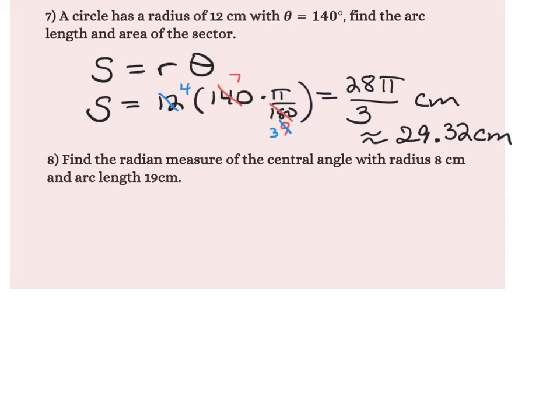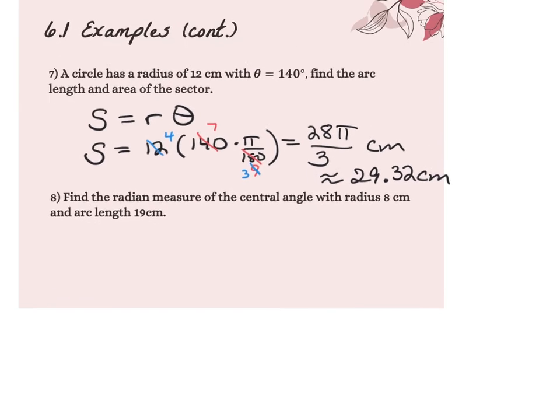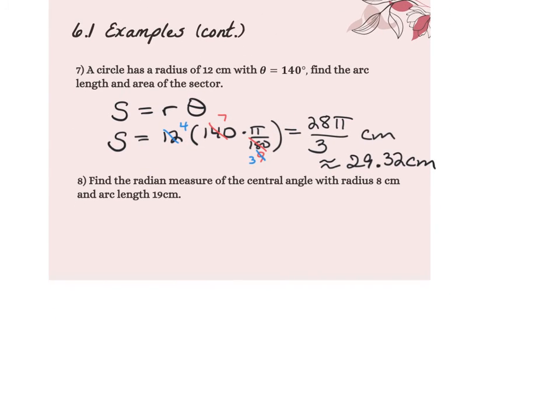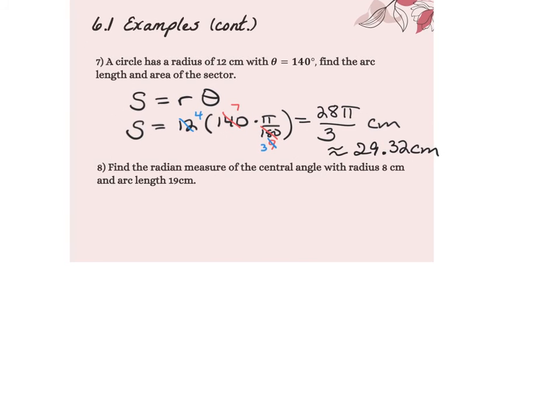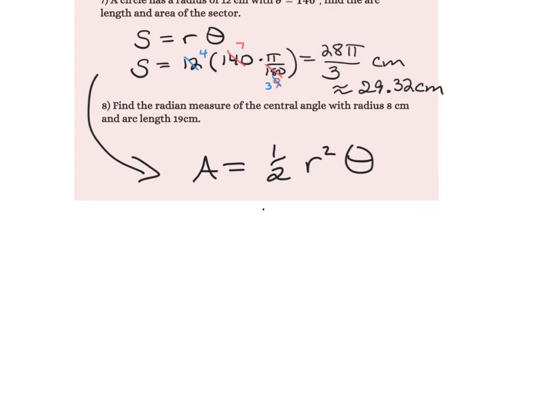For the area of this same question, the formula I'm going to use is, and I'll do it down here, and then I'll do number 8 on its own. Area is 1/2 radius squared theta. So 1/2, 12 squared, still the 140. Again, I still need to make it into radians.